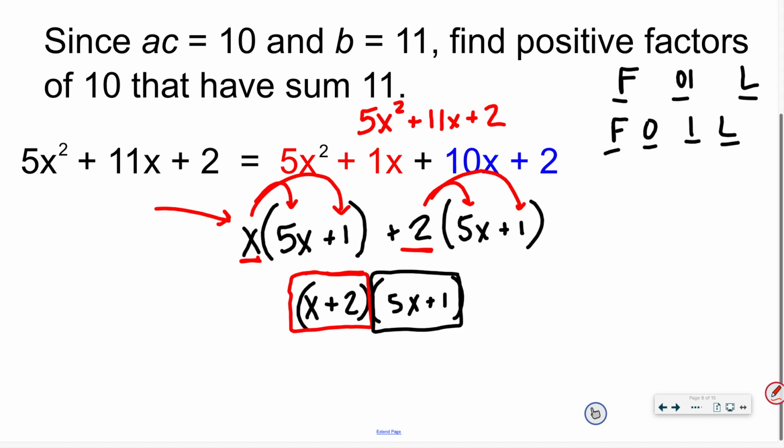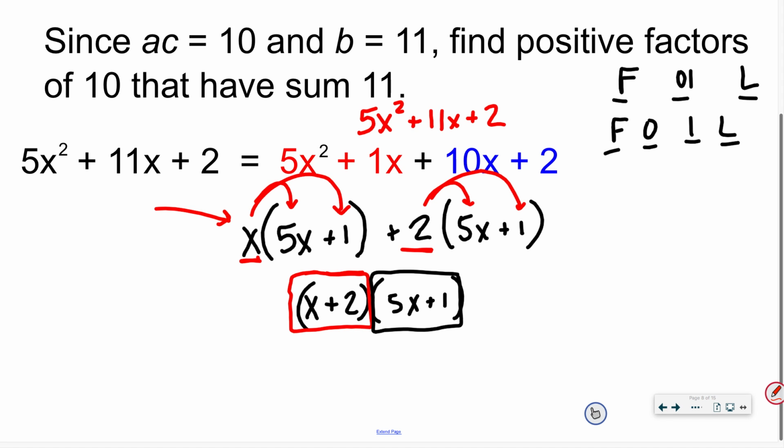How would you check that? FOIL. Yeah, you could actually multiply through and make sure that you end up with 5x squared plus 11x plus 2. Do you have a question? So you're basically just adding the two greatest common factors. The greatest common factors of both are the binomial that was multiplied. Yep. Oh, I see.